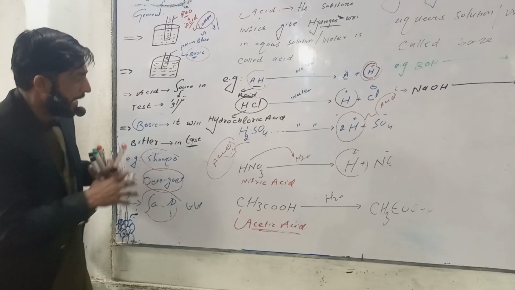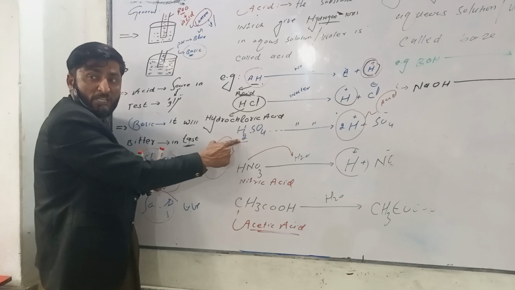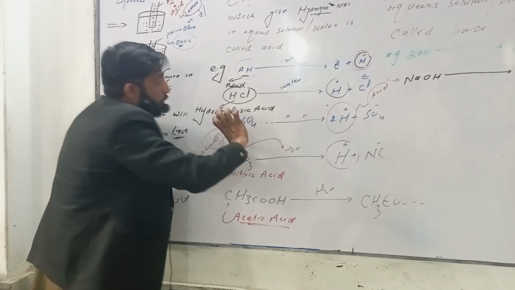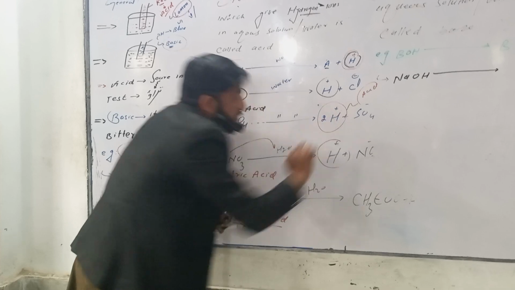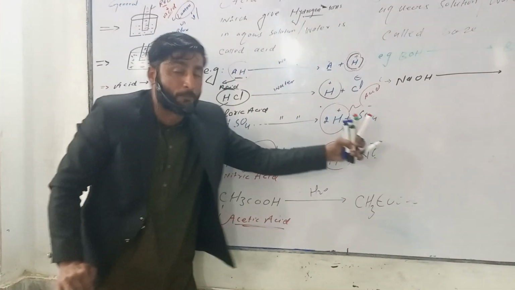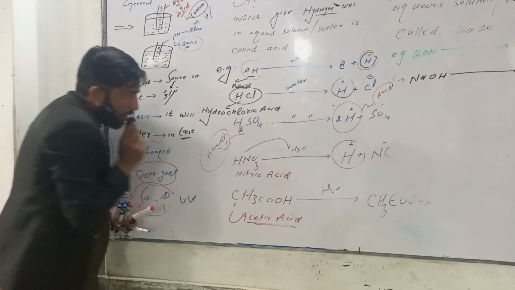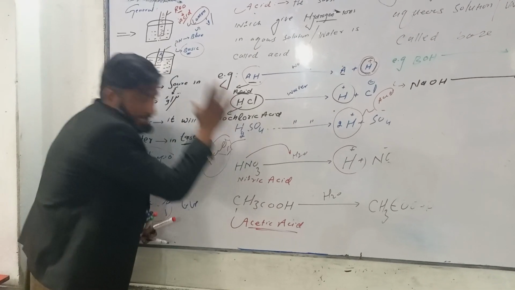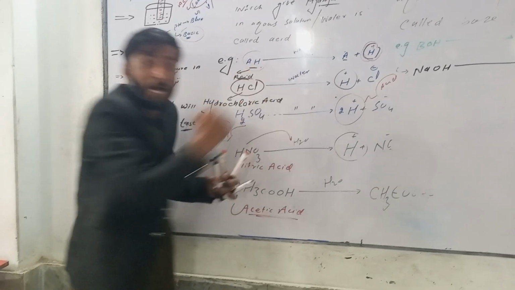The second example, this is H2SO4, sulfuric acid. When we pour this substance in water, it will give us 2 moles of hydrogen ion plus sulfate ion. Due to this hydrogen ion, we say this substance is acid. Why is this substance acid? Because it gives us hydrogen ion.